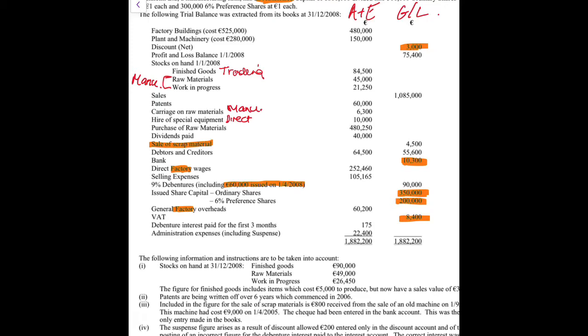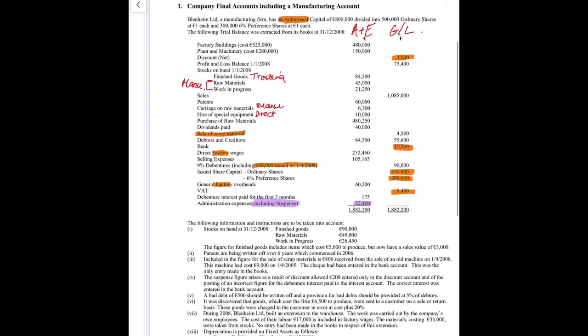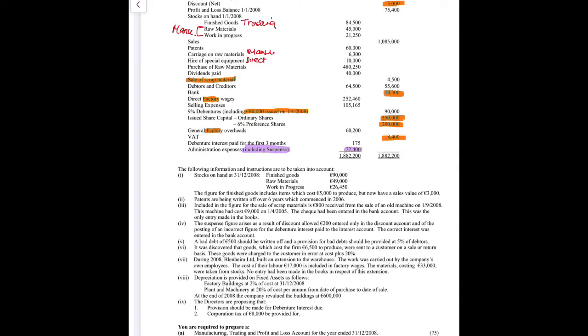And look, there we have suspense. Okay. So we're going to have something that we need to adjust. Okay. So this 22,400 is not the correct figure for administration expenses. We had to use it as suspense. Okay. So now we're going to read through the workings and see if there's anything that we need to be looking out for.